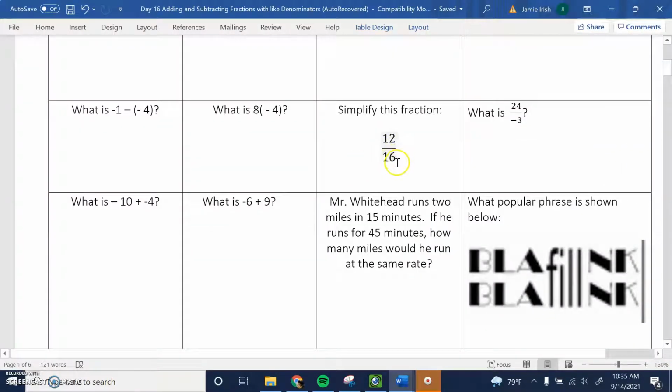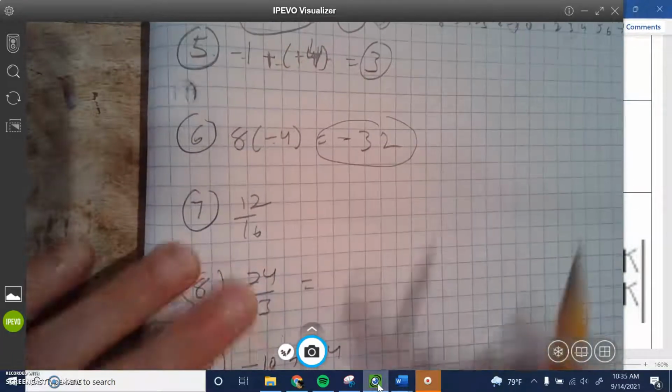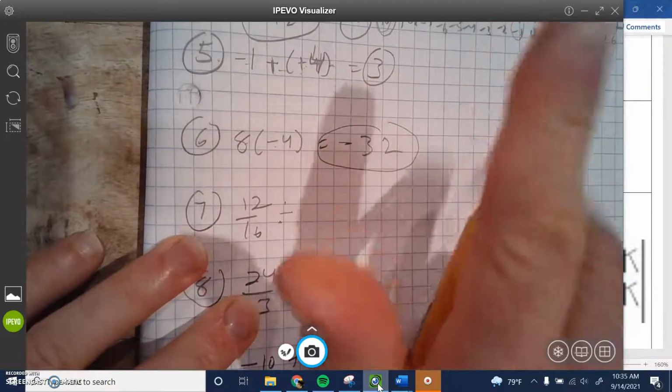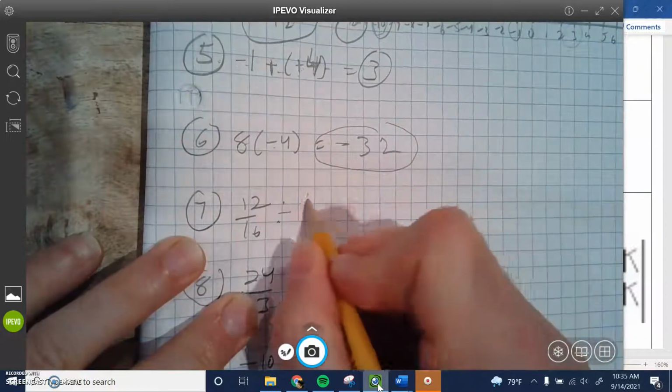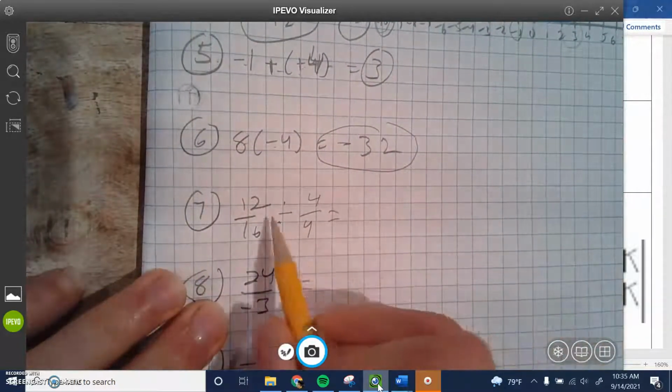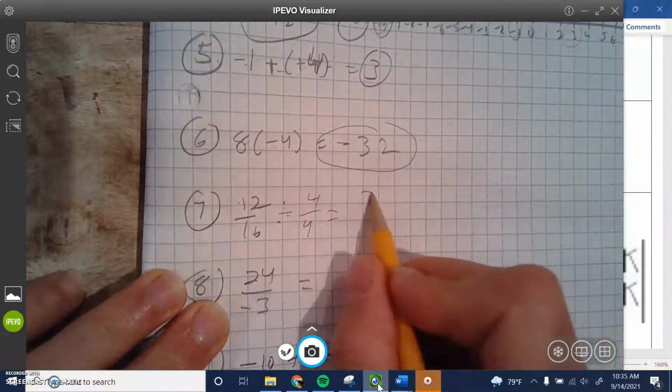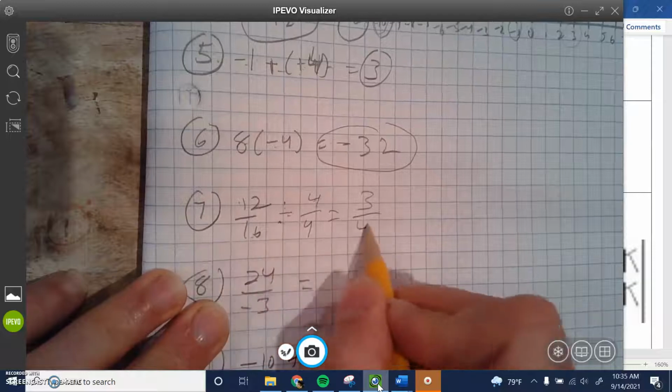Number 7, simplify the fraction. What can you divide the numerator and denominator by? Yeah. You can divide them by 4 because they're both in the four times tables, right? 4, 8, 12, 16. So I can divide by 4 over 4. 12 divided by 4, or 4 times what is 12? That would be 3. 16 divided by 4 is 4.